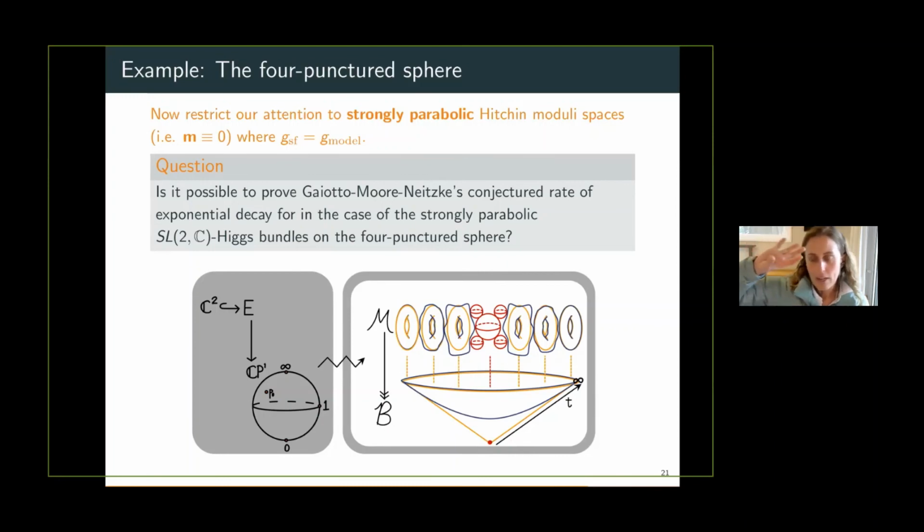And one thing I want to emphasize while we're on this picture is that with strongly parabolic, you have a circle action. So you'll notice that this whole picture is symmetric around the origin. And that we have this one kind of bad, funky fiber here. And so this circle action is really invaluable.